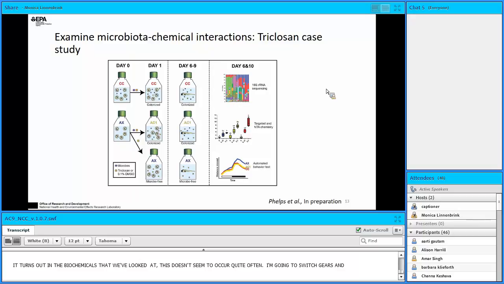So I'm going to switch gears and head into our first chemical case study looking at triclosan. And we picked this compound. It's an antimicrobial compound. It's been phased out of some products in the past year and a half or so. And basically we use that same 3-cohort system where you have 2 colonized cohorts and your microbe-free zebrafish, and they're dosed on days 1, 6, 7, 8, and 9. And on days 6 and 10, we looked at 3 endpoints. We looked at the composition and the abundance of the microbes that are associated with the host using 16S rRNA sequencing. We looked at chemical metabolism using targeted and non-targeted analytical chemistry. And we looked at that behavioral endpoint I introduced.